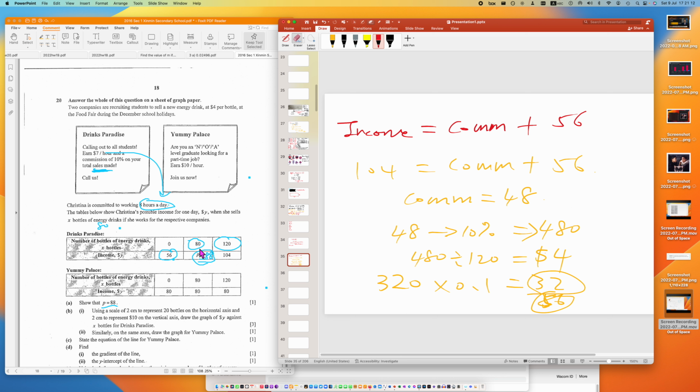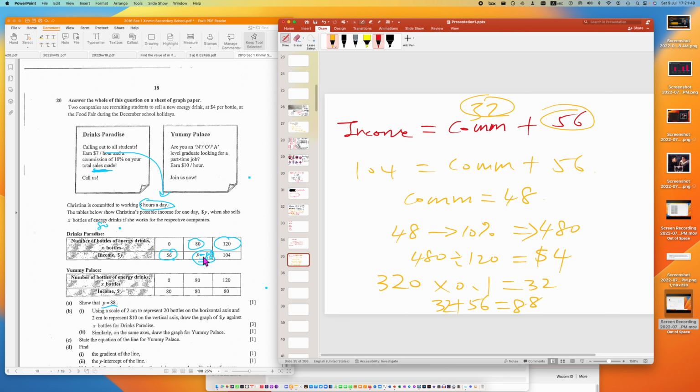On this day it is 80 bottles. So 80 bottles of 4 is 320. The person is supposed to take a 10% cut, so 10% cut is 32. So the commission plus the 56 for this day is 32 plus 56, so it's 88. Understand? You already gave the dollar per bottle, so therefore you get 88.